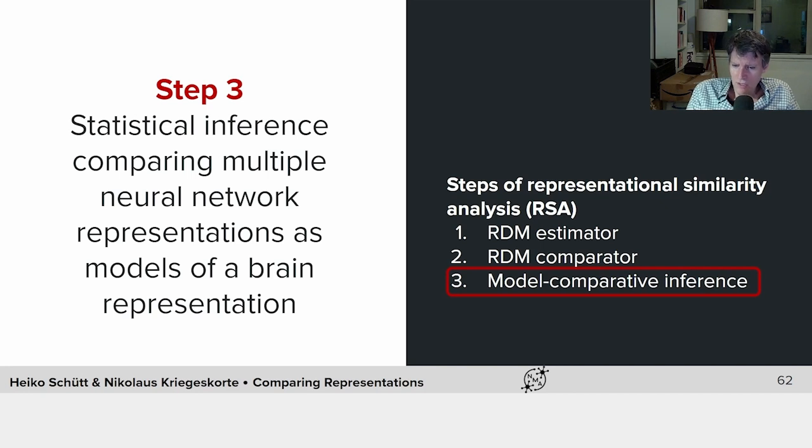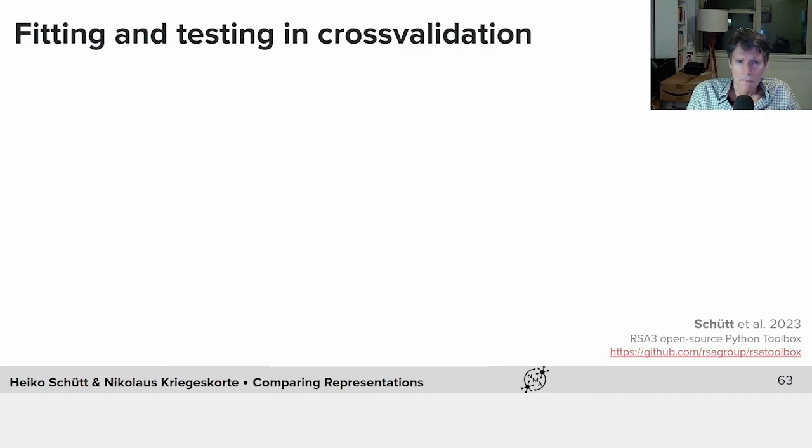So we want to compare these models. We think maybe some models are better models of a representation in the brain than others. And we hope through these comparisons to gain insights into the computational mechanisms underlying brain computations.